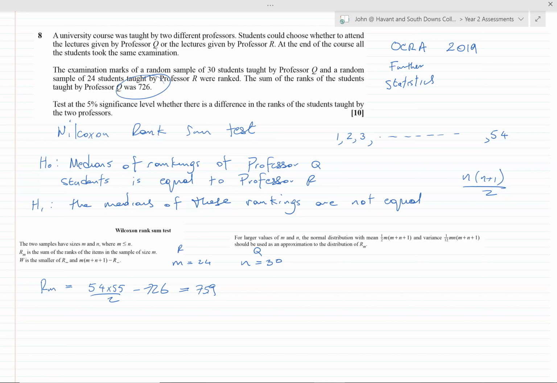R_m is 759. Now, if we were dealing with the critical values, we would need to check which side of the tail we're on by working out this kind of quantity here, because the critical values only work if we're on the left hand side of the tail. But we'll be able to see when we work out these approximations which side of the tail we're on anyway, so it's unnecessary to do this part if you're using the normal approximation. You can do it, but it's just wasting your time.